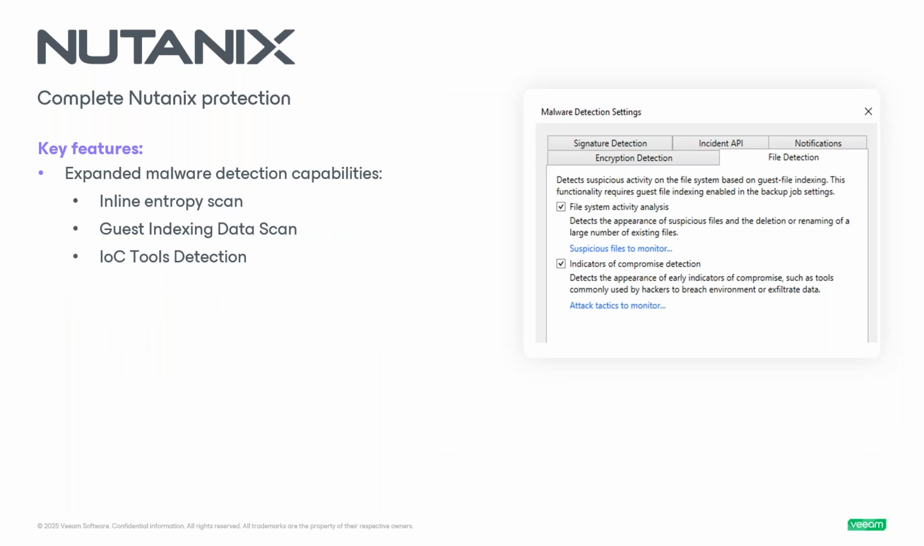Other features, security enhancements. Malware detection capabilities include inline entropy scan, which we have in version 12.1, guest file indexing data scan as well as IOC tools detection. These are new tools that we put in 12.3, in line with our VBR product, so we also include that as part of the Nutanix platform.